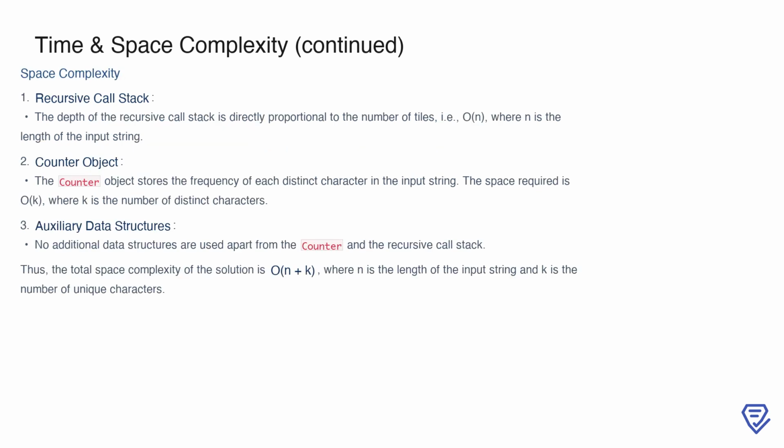Now let's consider space complexity. The depth of the recursive call stack is proportional to the number of tiles being processed, which is n, where n is the length of the input string. Additionally, the solution uses a counter object to store the frequency of each distinct character in the input string. This object requires space proportional to the number of unique characters, which is k, where k represents the count of distinct characters. Beyond these, no additional data structures are used apart from the recursive call stack and the counter. Therefore, the total space complexity is n plus k, combining the stack depth and the space needed for the counter.